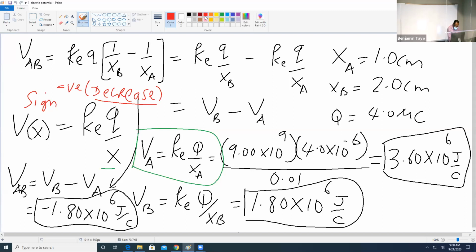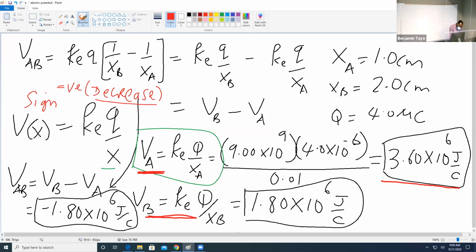just given by KE times Q over XA, which if you substitute everything here, you get 3.60 times 10 to the power 6 joules per coulomb. That's the potential that we calculated at point A. Now, if you do the same thing and calculate the potential at point B, you get 1.80 times 10 to the power 6 joules per coulomb, right?